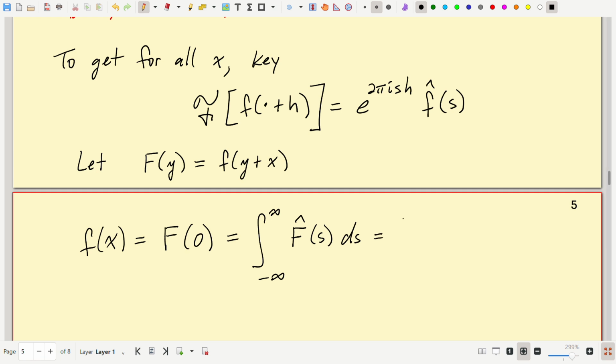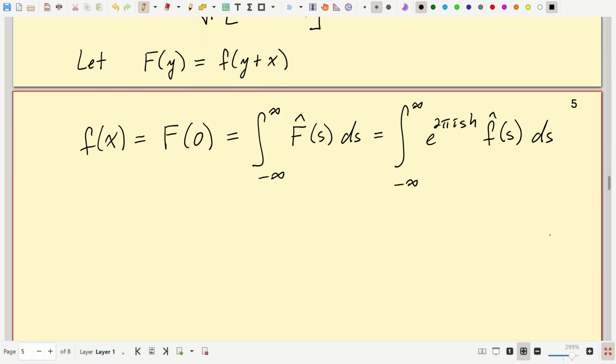And so that's equal to the integral from minus pi to pi of e to the 2 pi i s x f hat of s ds. And that's the Fourier inversion formula. So if you know it at 0, you just know it. That's the inverse Fourier transform.